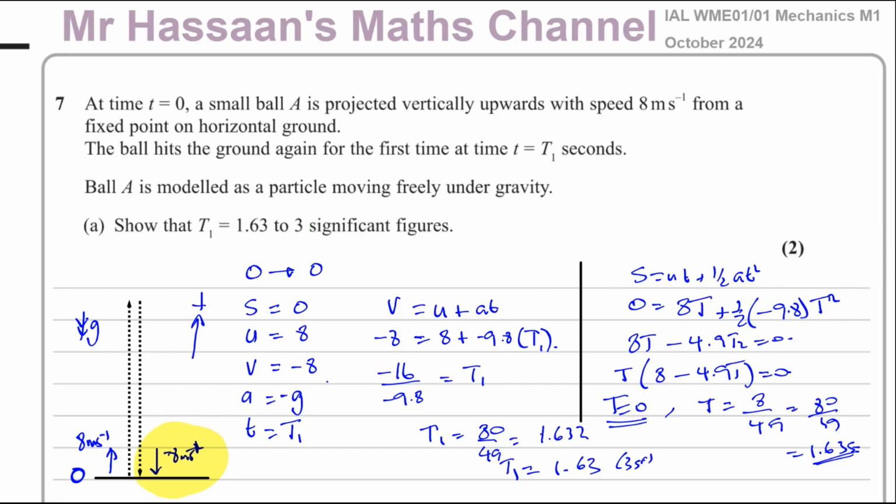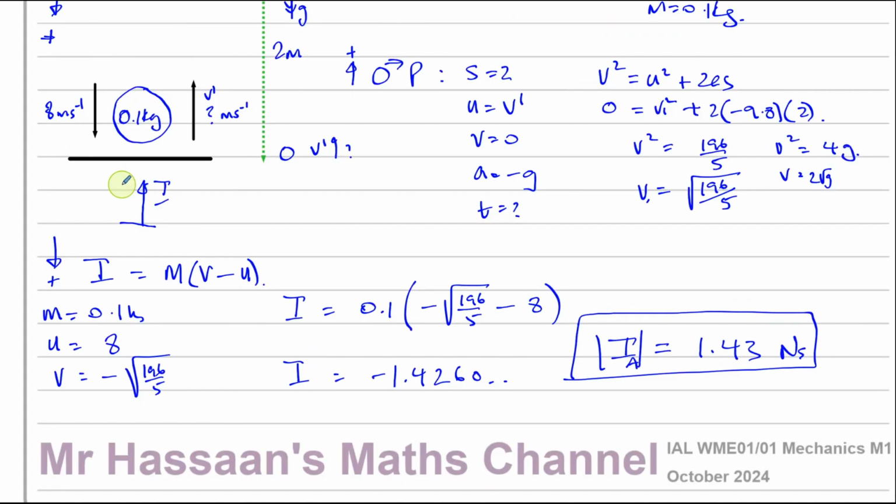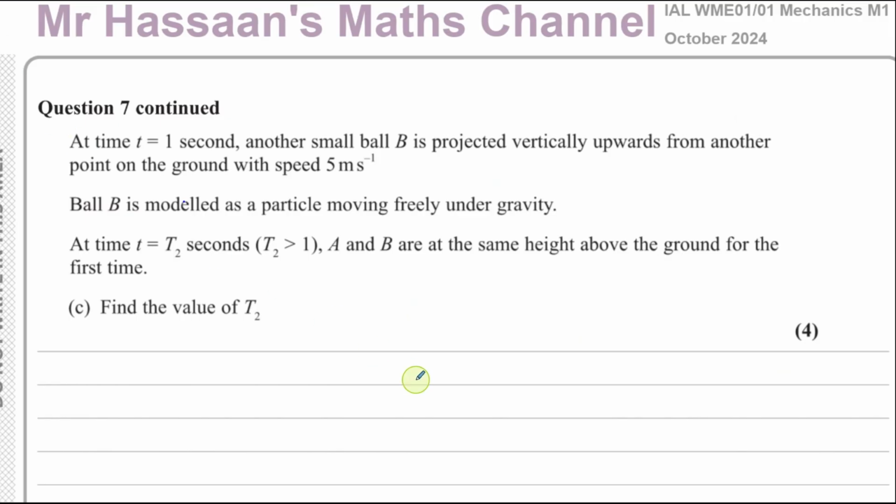Okay, so there's number 7, parts A and B. Now for part C. It says at time t = 1 second, another small ball B is projected vertically upwards from another point on the ground with speed 5 meters per second. Ball B is modeled as a particle moving freely under gravity. At time t = t2 seconds, where t2 is greater than 1, A and B are at the same height above the ground for the first time. Find the value of t2.